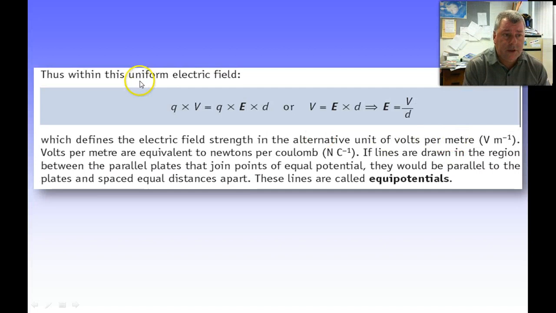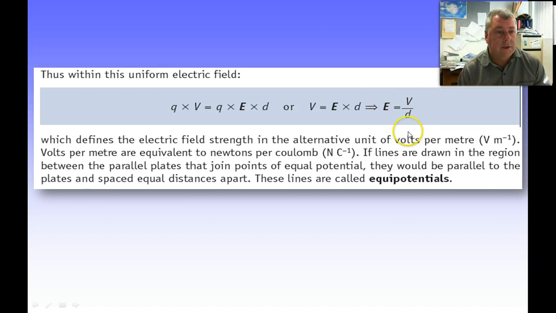Okay, so within a uniform electric field we can say that Q, the charge, times the voltage equals Q times E times D, where E is the electric field strength, which is constant because it's a uniform electric field. Rearrange that, V equals ED because the Q's cancel, and rearranged E equals V divided by D, where V is the voltage between the plates that causes the uniform field, and D is the distance between the plates. So we can work out the strength of the electric field between two plates by that formula there.